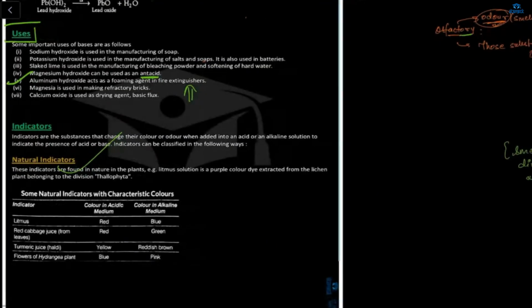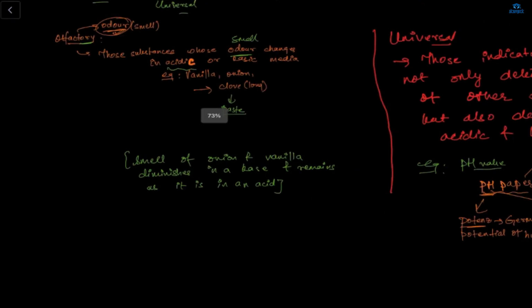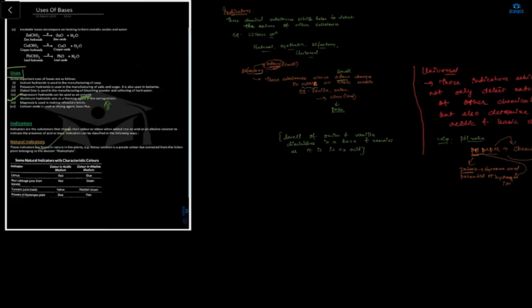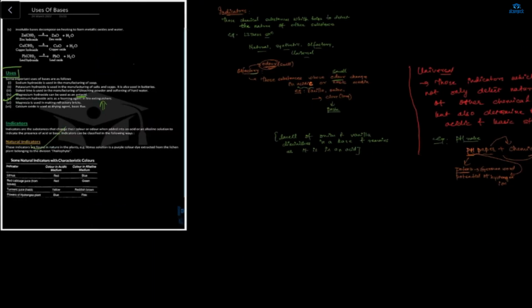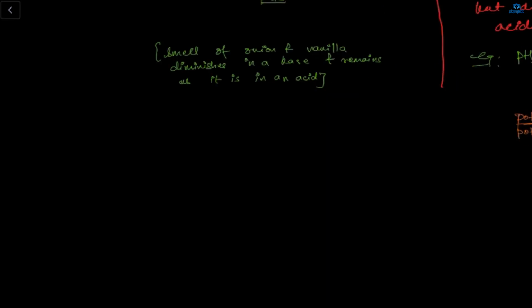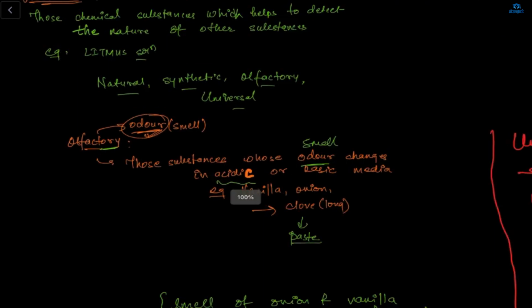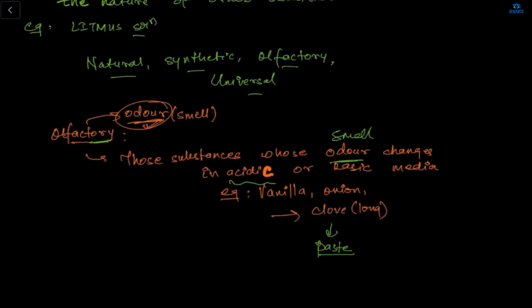What are the three types of indicators? Ma'am, I forgot. Ma'am, do I have to tell the names of indicators? There are four types of indicators: natural, synthetic, olfactory, and universal.